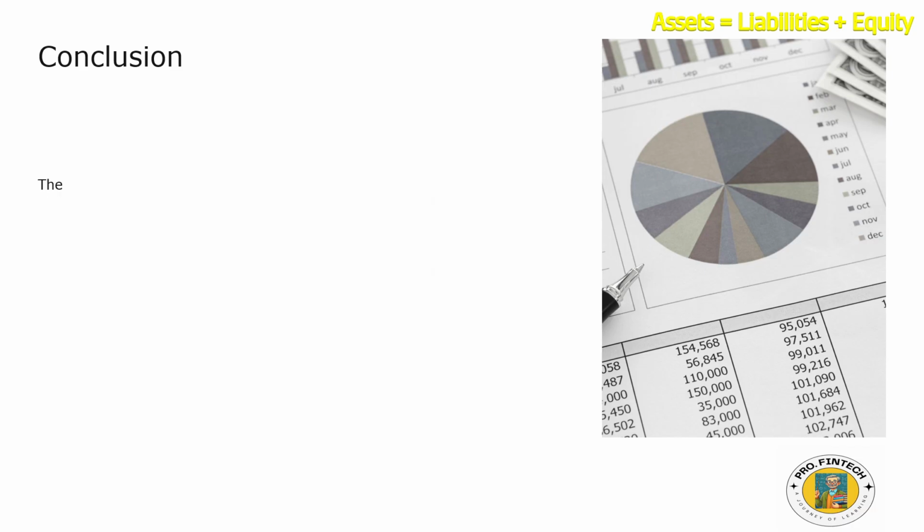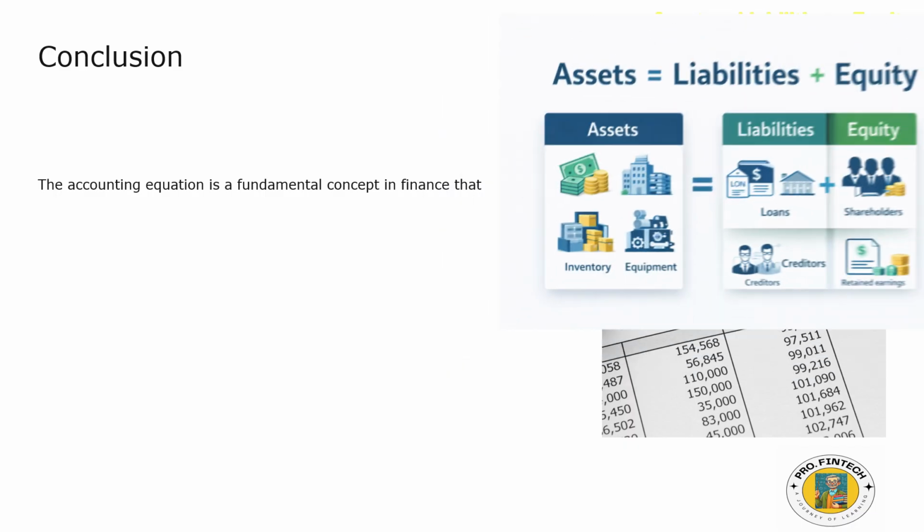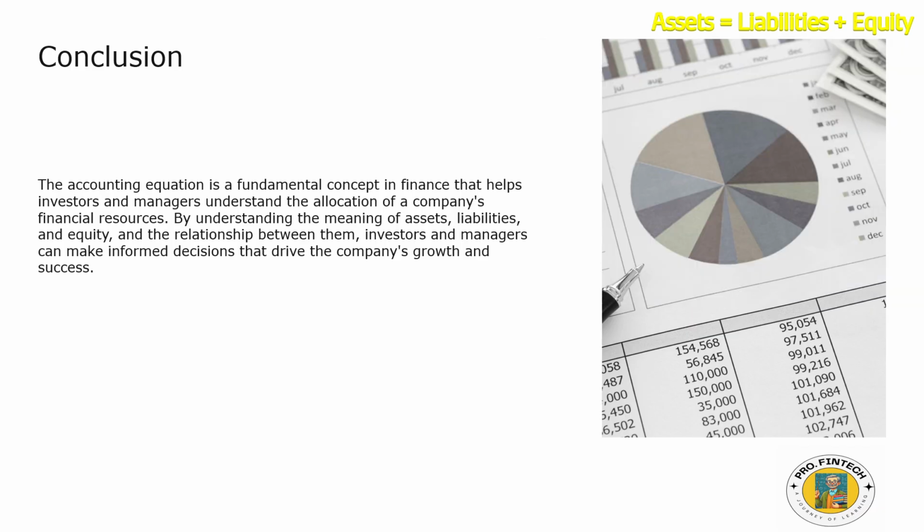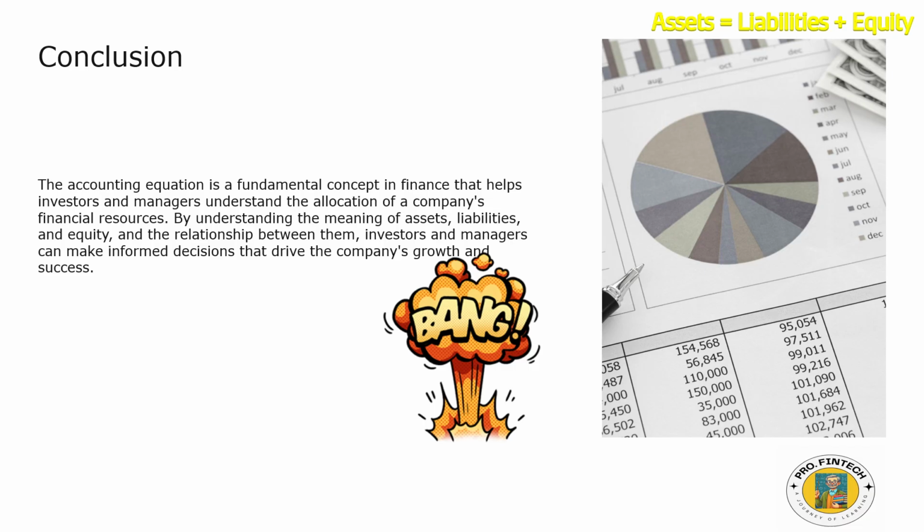To conclude, the accounting equation is more than just an accounting rule. It's the foundation of financial understanding. It helps investors and managers clearly see how a company's financial resources are allocated. By understanding what assets represent, how liabilities create obligations, and how equity reflects ownership, decision makers gain a complete picture of the business. This relationship allows them to make informed decisions, from investing wisely to managing risk to driving long-term growth. In the end, when this equation is understood and applied correctly, it becomes a powerful tool for building a stable, successful, and growing company.